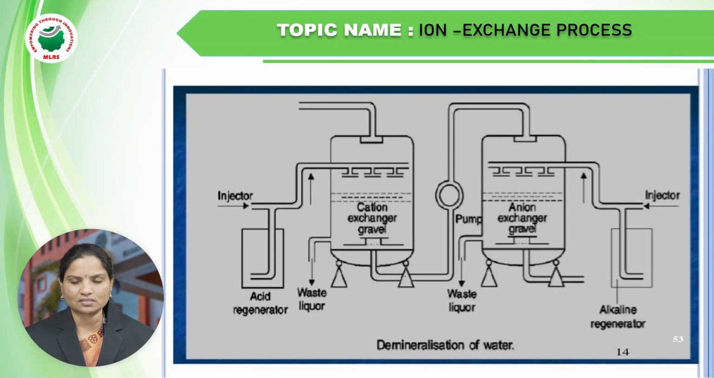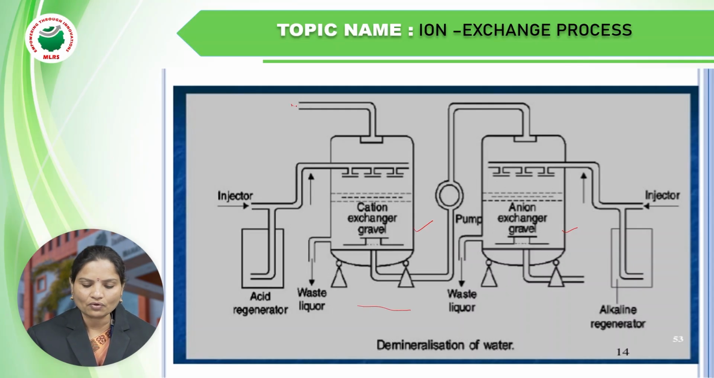This is the image of the process. Here in the ion exchange process, we are using two types of chambers: a cation exchange resin chamber and an anion exchange resin chamber. These chambers are kept alternately, and in them the hard water is made into soft water. This is the cation exchange resin chamber and this is the anion exchange resin chamber.